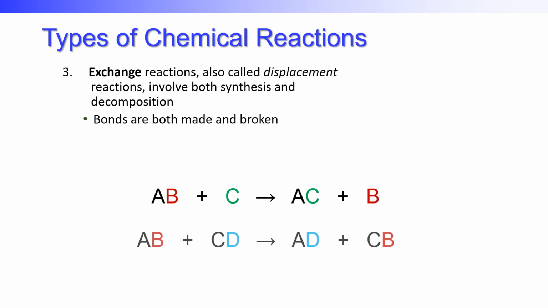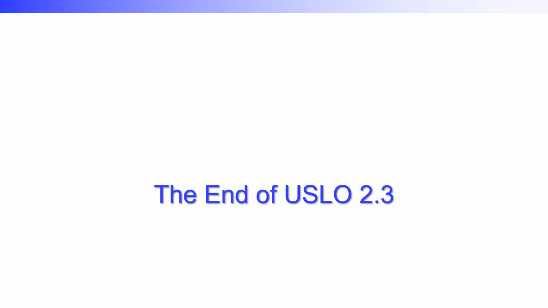And then we have this scenario right here where we have A and B and then C and D, and A is going to switch partners with C, and so A is going to end up with D, and then B is going to end up with C as a result. So this is an example of A and B went to the dance together and C and D went to the dance together, but they left with different partners. So these are examples of displacement reactions, as the name implies. And it is going to involve both synthesis and decomposition. And with all of that, we're at the end of USLO 2.3.